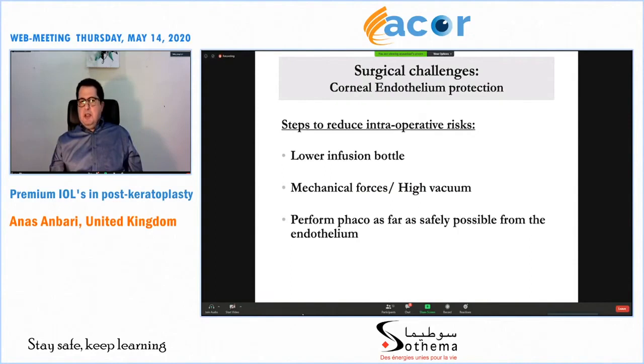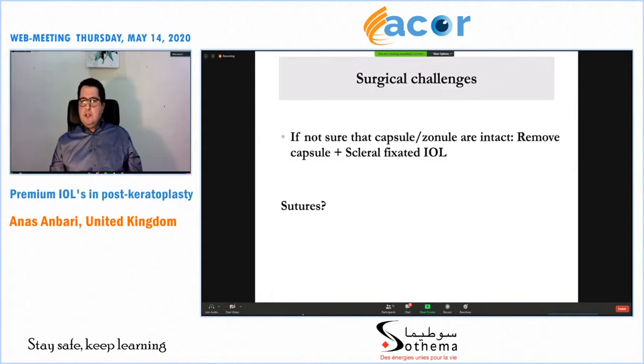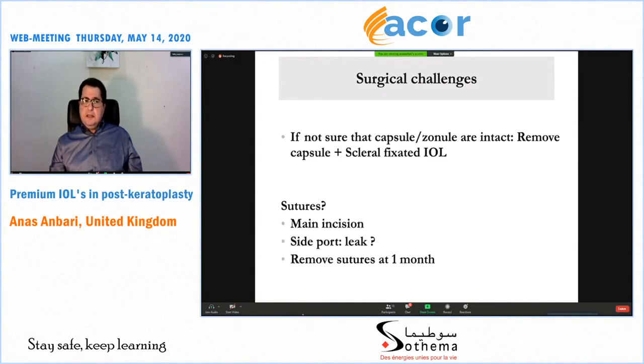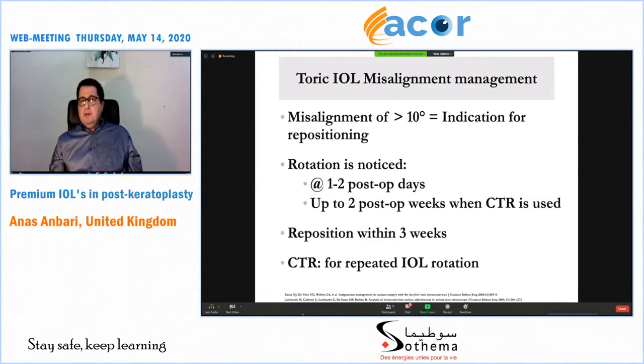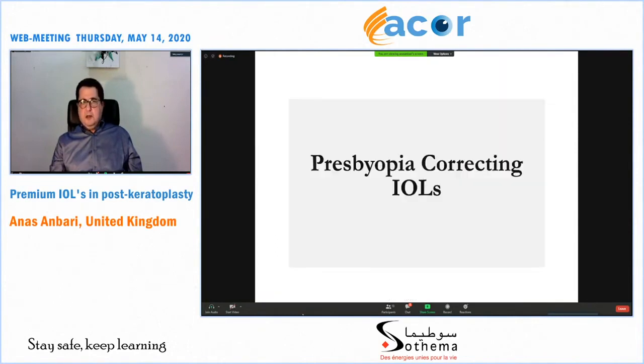During surgery, we should lower the infusion bottle, use mechanical forces, high vacuum, and perform phaco as far as safely possible from the endothelium. If we're not sure that the capsule or the zonule are intact, then we should remove the capsule and use a scleral-fixated IOL. Do we use sutures at the end? Yes, for the main incision. Even for the side port, if it leaks, and we remove the suture at 1 month post-op. The management for misalignment in post-keratoplasty is the same as in any other eye.